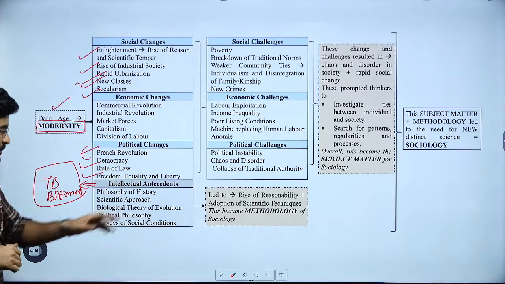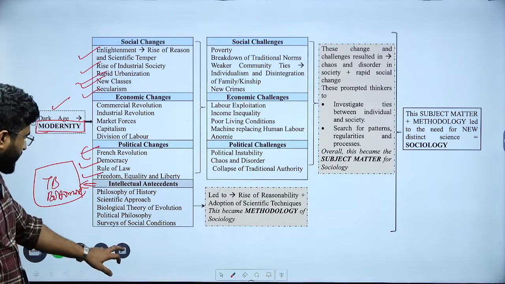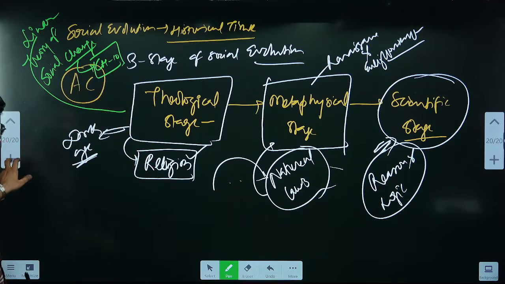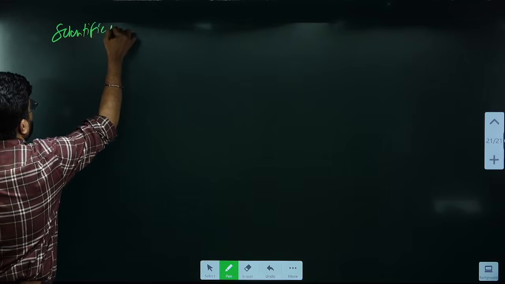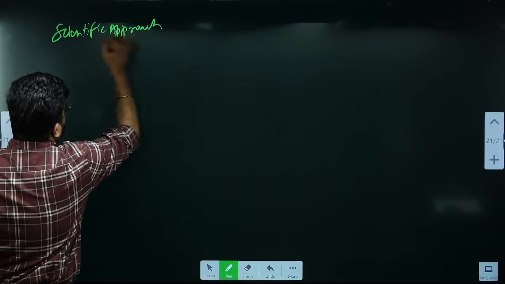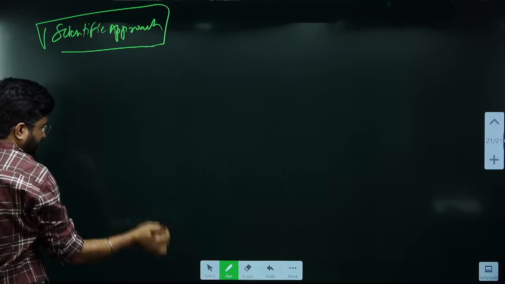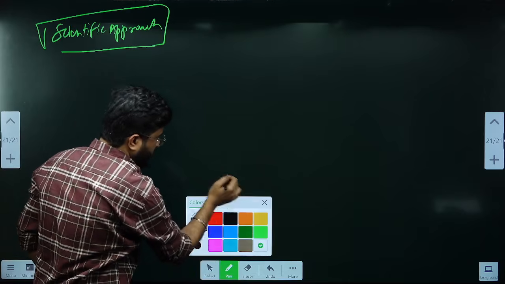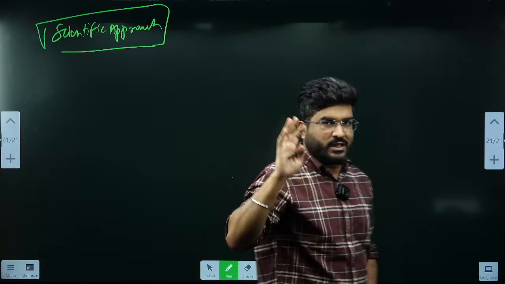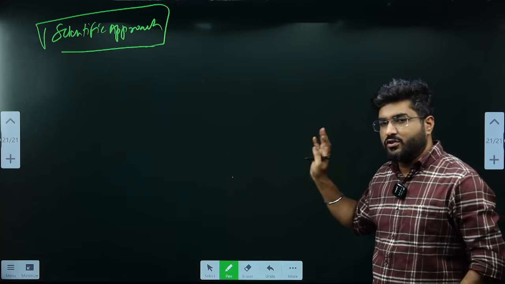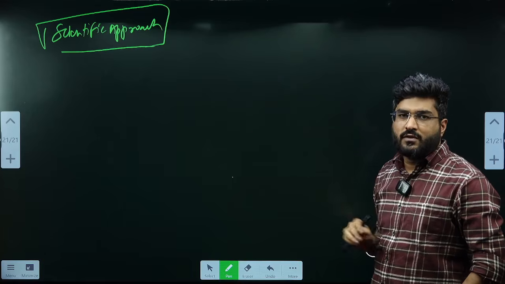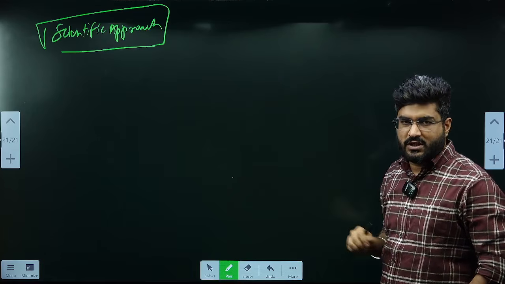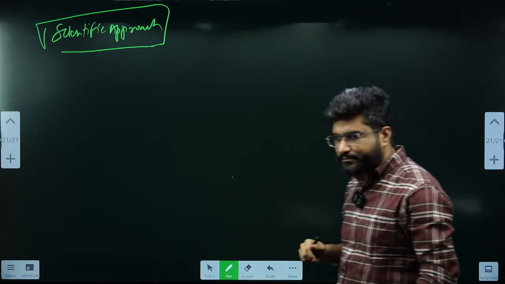Then the scientific approach: whatever society we have been seeing should be seen from a scientific approach. Let me clarify more about the scientific approach here. We have seen how Auguste Comte said society should be governed, known or learned on the basis of natural laws, hence the positivistic approach, the reality.